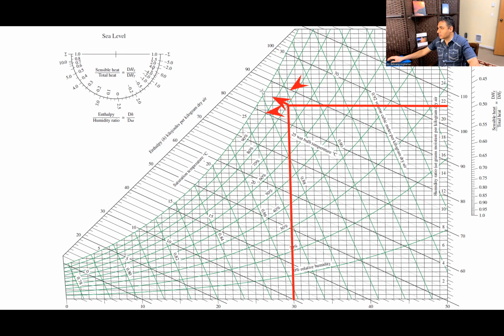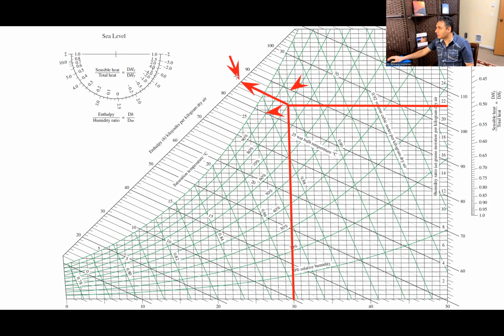If I draw a line parallel to those lines, I get something like this. This value seems to be about 85-ish, between 80 and 90. What's the unit? Kilojoules per kilogram of dry air. That's good because the enthalpy that the psychrometric chart gives us is per kilogram of dry air. If I multiply it by m dot of dry air, I can get the total enthalpy rate of water and air together, so I'm good to go.